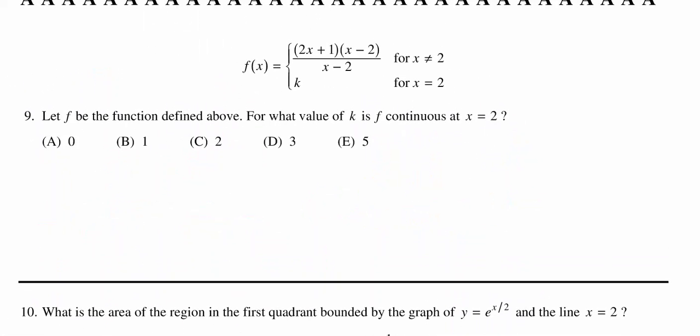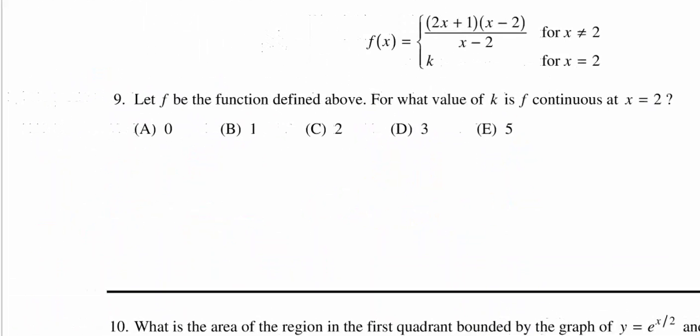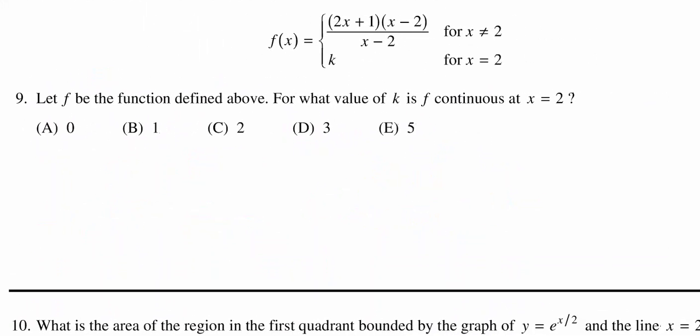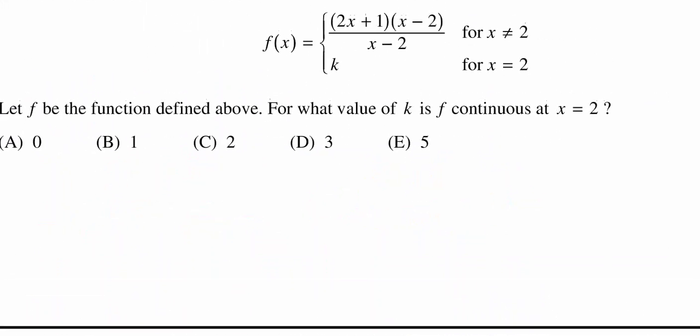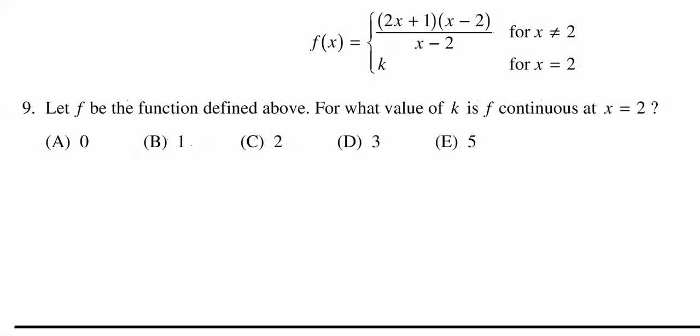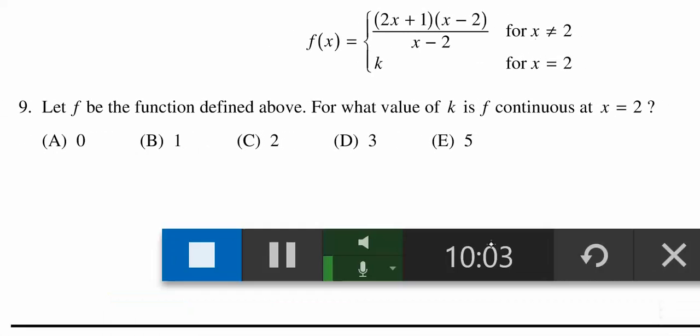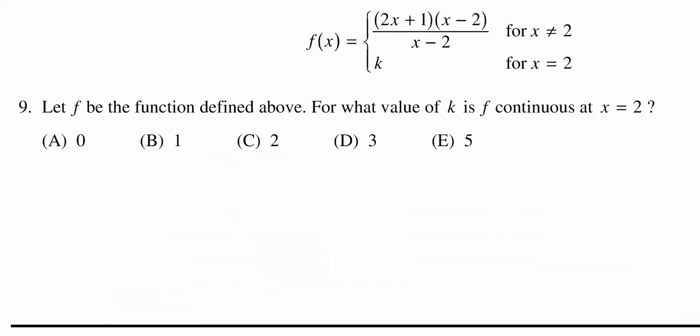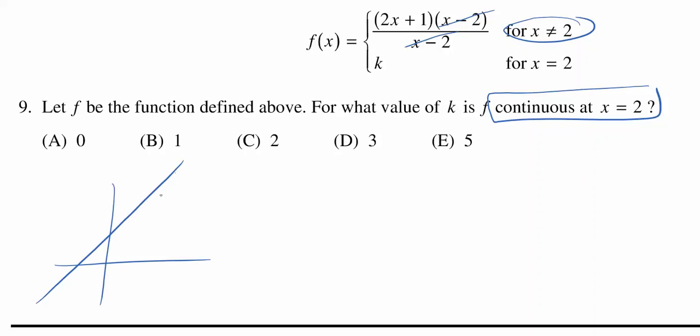Looking at number 9. Zoom it in there. Good. For what value is it continuous at 2? To be continuous at 2, well, first off, it can't be 2 here because of that guy. But now that I cross the 2 out, that's going to graph me y equals 2x plus 1 with a hole at 2. That's a pre-calc concept.